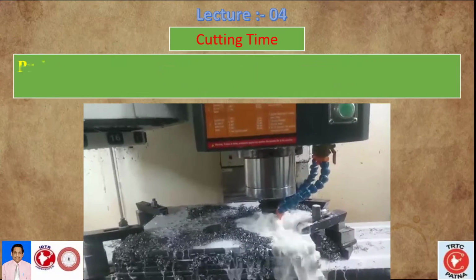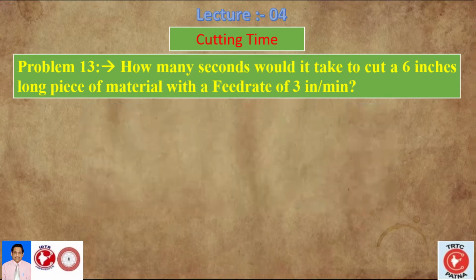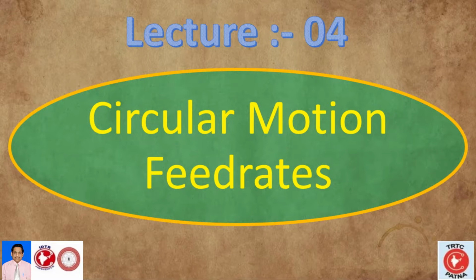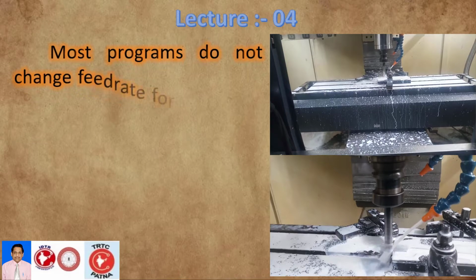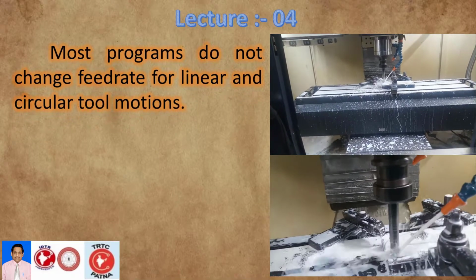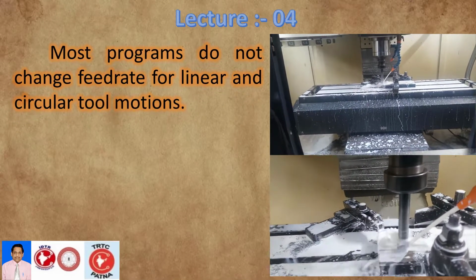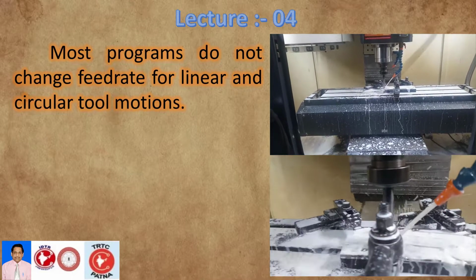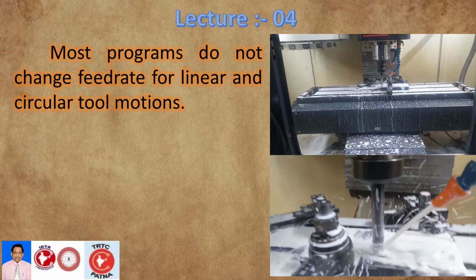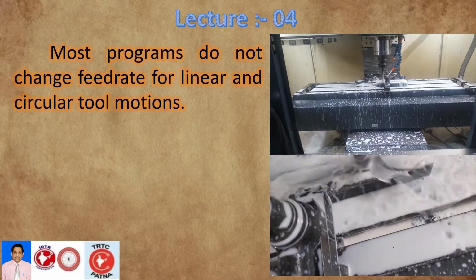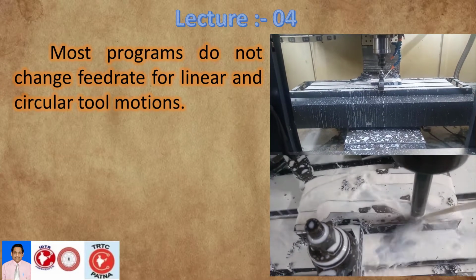So now let us start the first topic, circular motion feed rates. Setting feed rates for circular motion is generally the same as for linear feed rate. In fact, most programs do not change feed rate for linear and circular tool motion. If the part surface finish is important, the normal feed rate must be adjusted higher or lower with consideration of the cutter radius, the type of radius cutting, outside or inside arc, and the cutting condition.